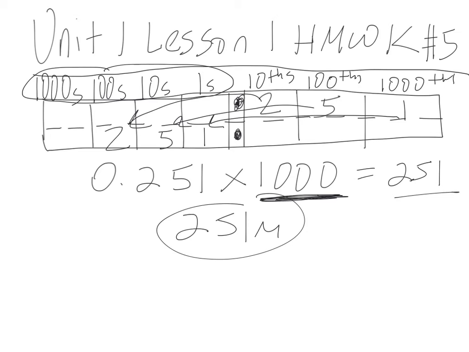Okay. Side note, when you're dividing on a place value chart, the numbers are going to go in the opposite direction because the number is going to be getting smaller. So they're going to be moving to the right. We worked on both types of these problems in class today.